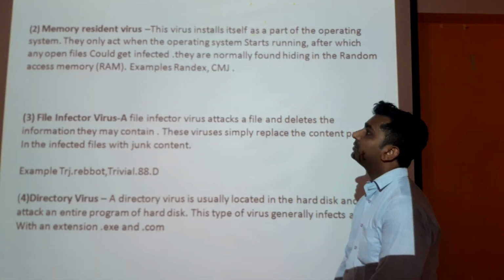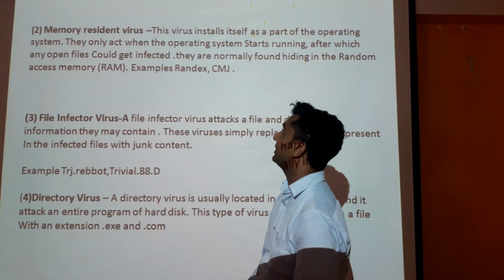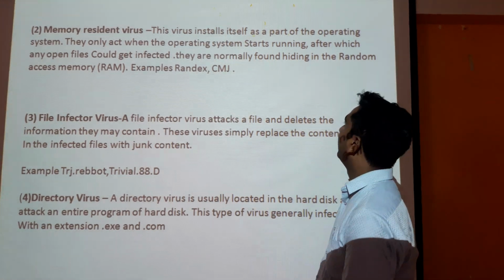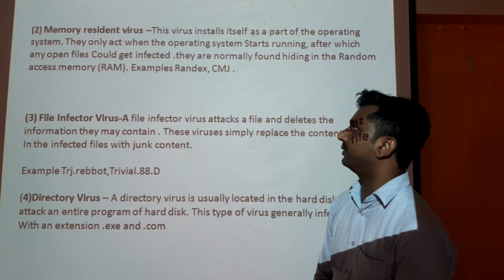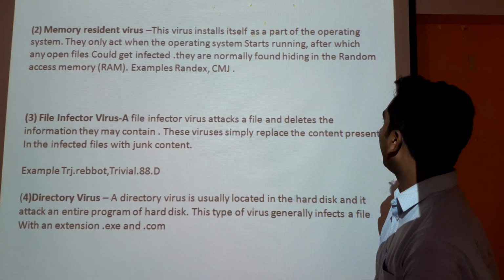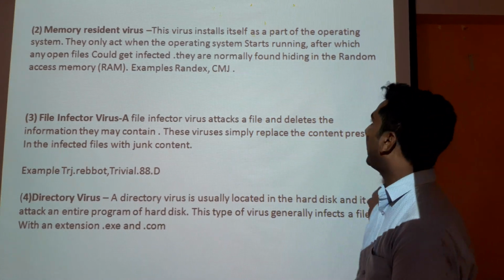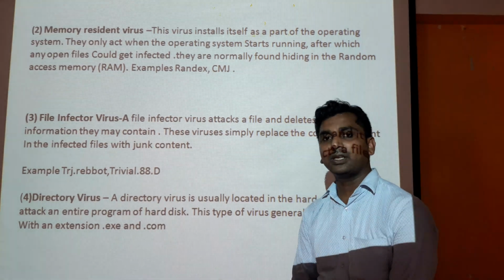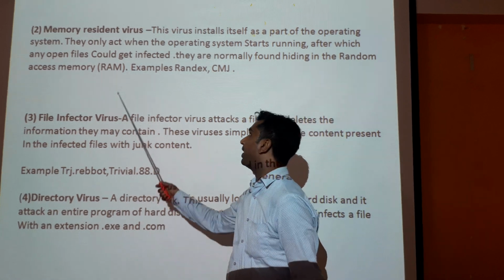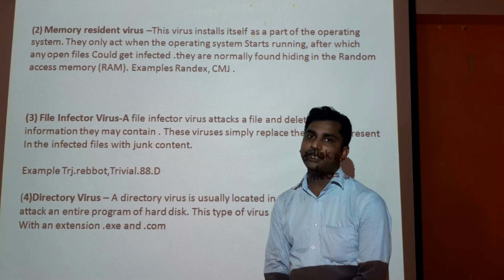Now the second virus is the memory resident virus. These viruses install themselves as a part of the operating system. They only act when the operating system starts running, after which any open file could get infected. So they are normally found in the random access memory. Memory resident viruses are found in RAM. Examples of memory resident virus are Randex and CMJ.